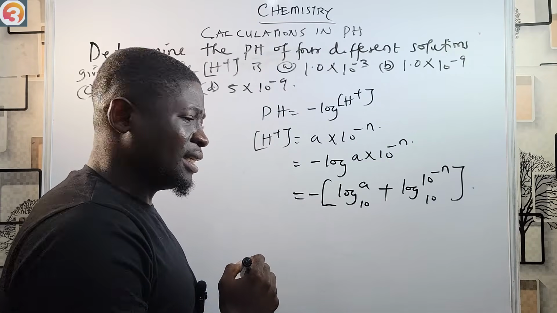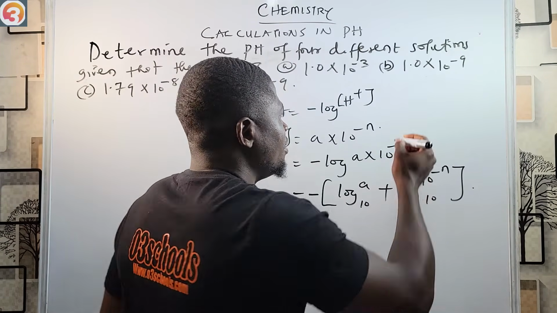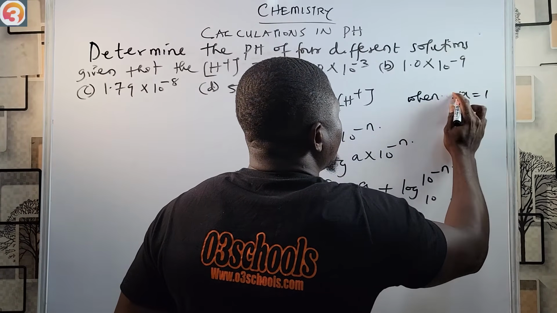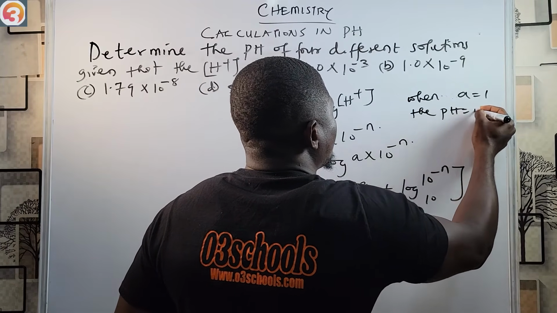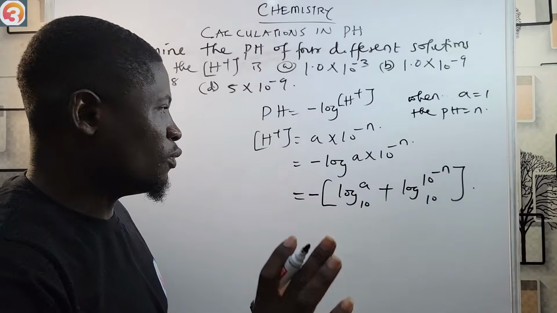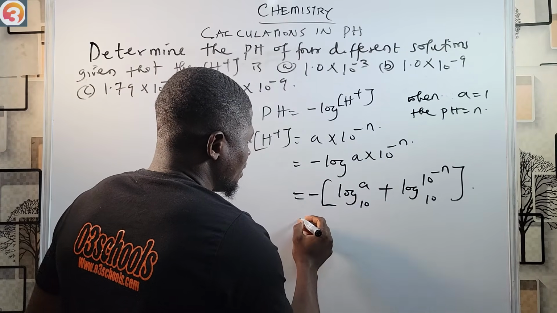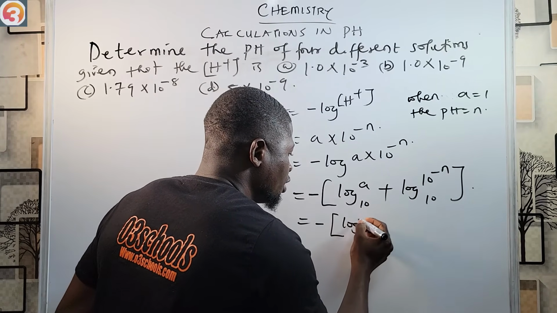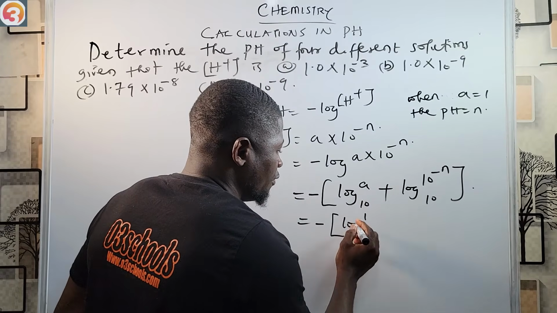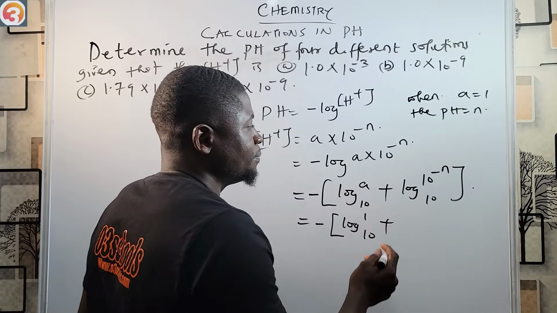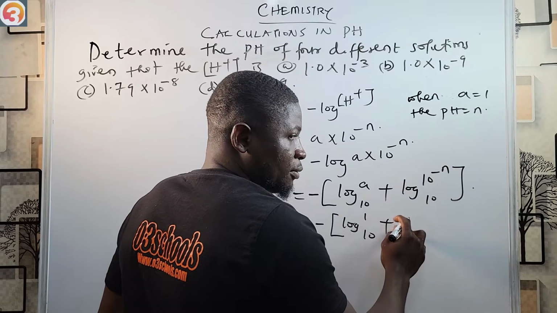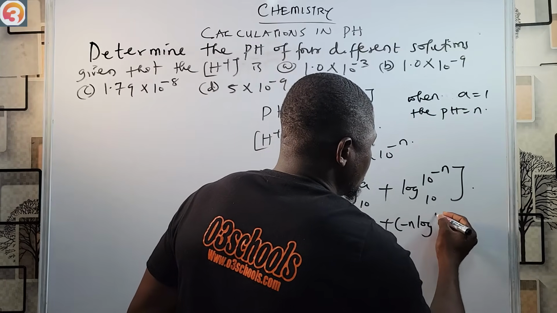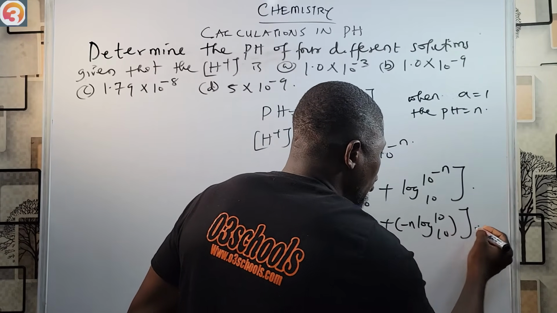Having done this, we are told that when A is equal to 1, the pH is equal to n. That means n is the pH when A is equal to 1. So let's get there. If we put 1 here, we're now going to have negative into logarithm of 1 base 10, then plus, this minus n can come down. I'm going to have minus n log 10 base 10, from the law of logarithm also.